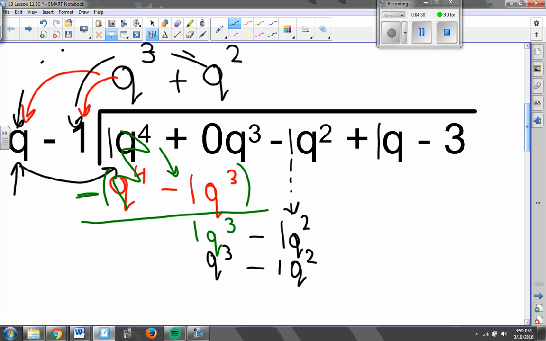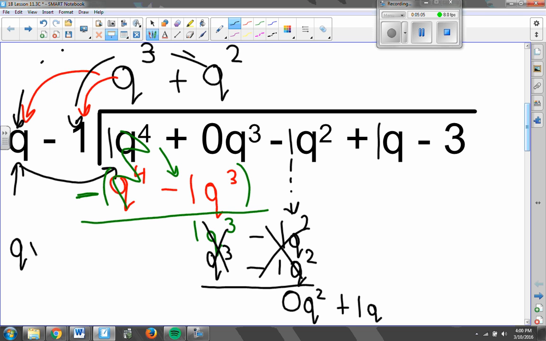And now if I subtract these, well, the q to the thirds go away. And negative 1 minus negative 1, that goes away as well. So I have nothing. 0 q squareds. And I will bring down the plus 1 q here. Okay, so 2 more times, I need to ask myself, what do I need to multiply q by to get to 0 q squared? Well, 0 q squared is 0, so q times something gets me to 0. Well, obviously that's 0. Plus 0 q.